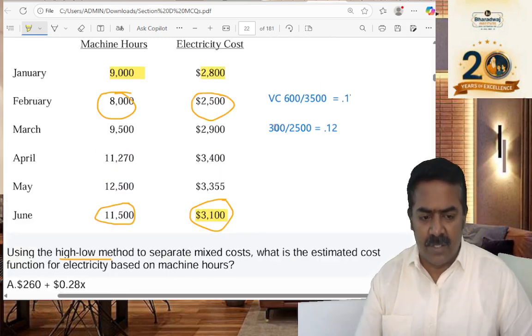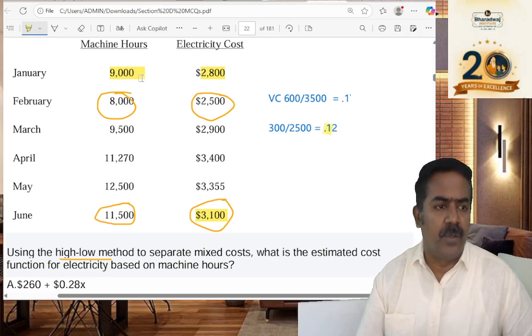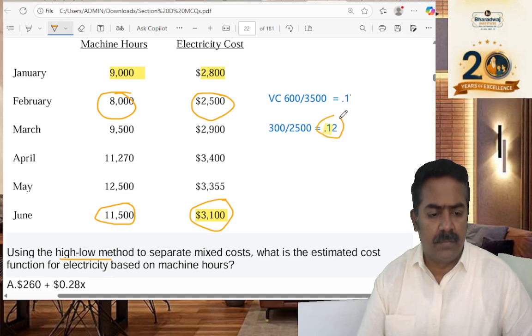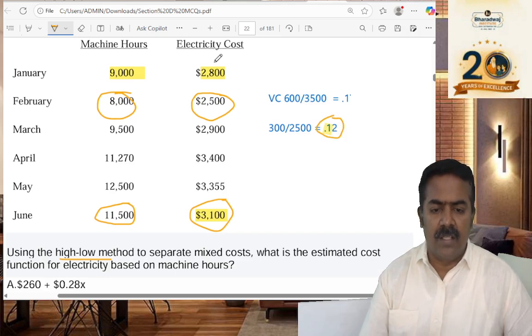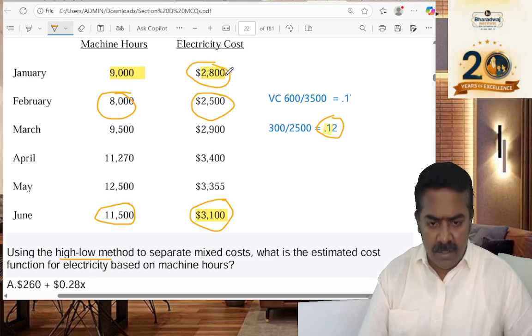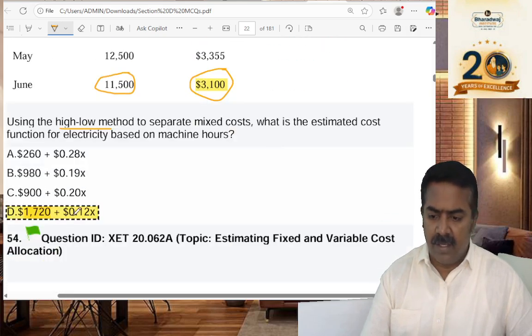We can check fixed cost also. If 0.12 is the variable rate, do 9,000 into 0.12. How much do you get? 1,080. 2,800 is the total cost, minus 1,080. 170. That's what they've taken.